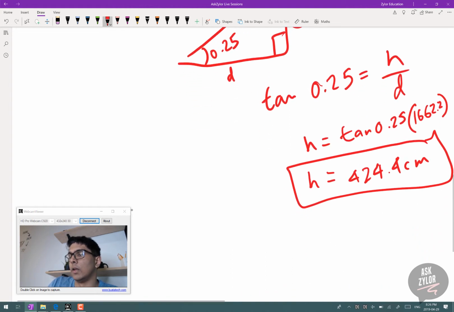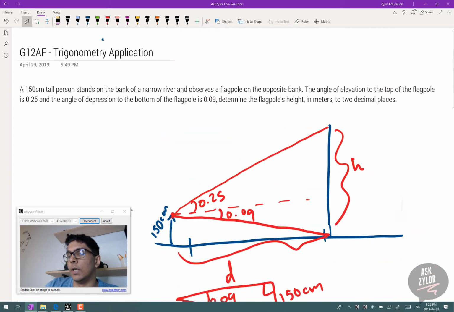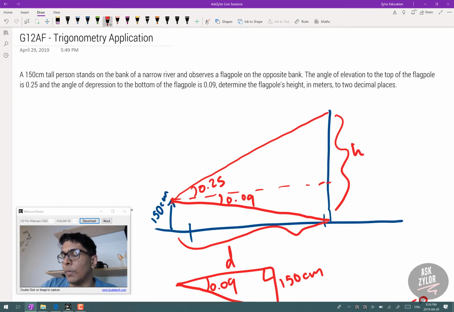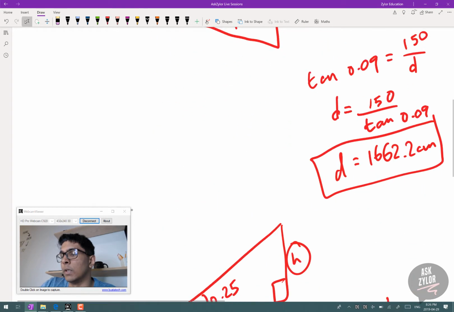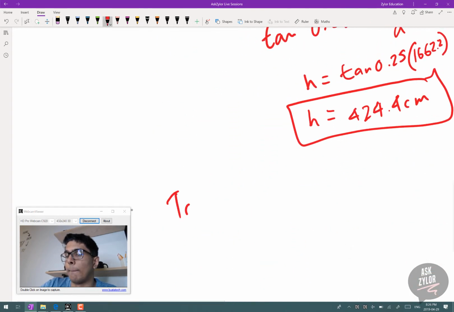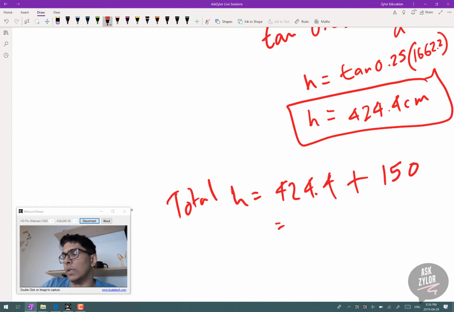Okay, so that's not my final answer, because what I've found is the height from the person's viewpoint to the very top, so I need to account for that person's height as well. So my total height, h, is going to be 424.4 plus 150, which is 574.4 centimeters.